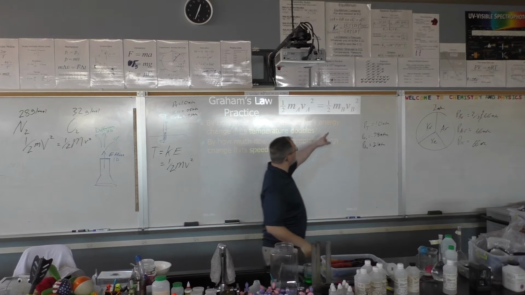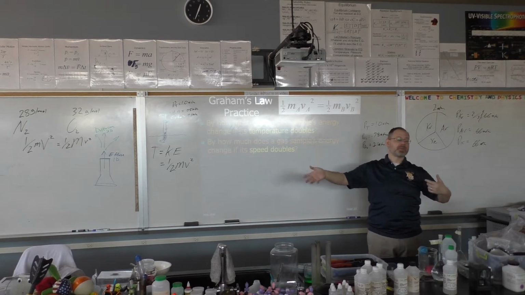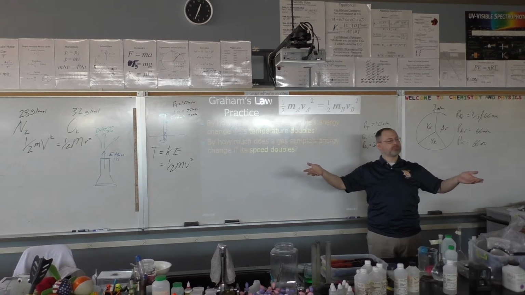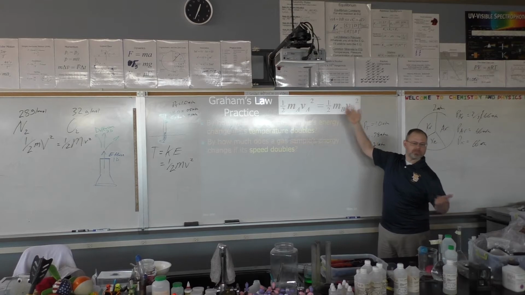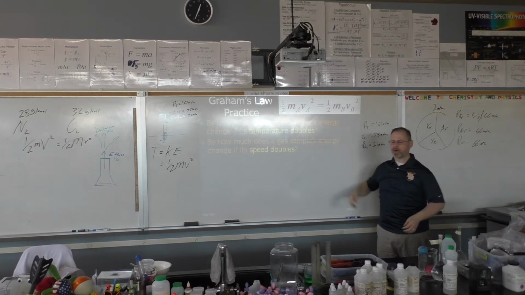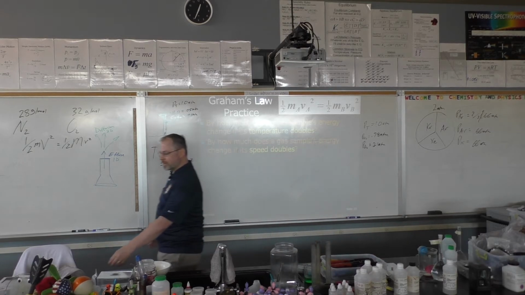Because the velocity here is squared. If you double something that is squared, you change it by 4 times. Make sense? So doubling, squared, is changing something by 4 times. Now that we got that out of the way, let's do some math.